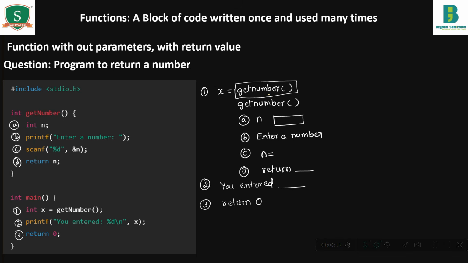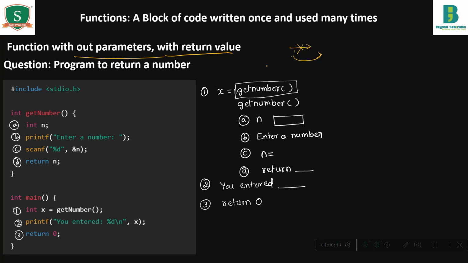In the previous videos, we explored functions with no parameters and no return value, and functions with parameters and no return value. Today, let's move to functions without parameters but with a return value. That means the function will not take any input, but it returns a value. Let us see the first program.